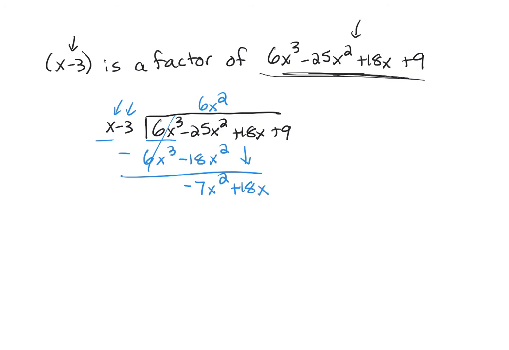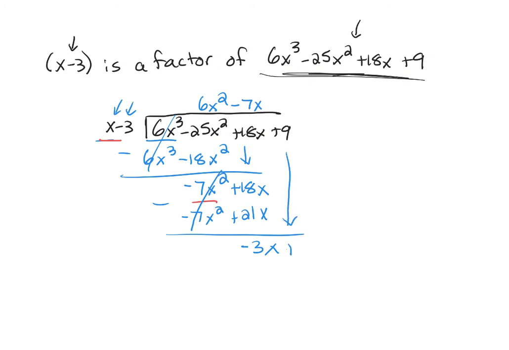And then look at the coefficients. Negative 7x squared divided by x is negative 7x. And then multiply. So negative 7x squared plus 21x. Subtract. These cancel. 18 minus 21, negative 3x.